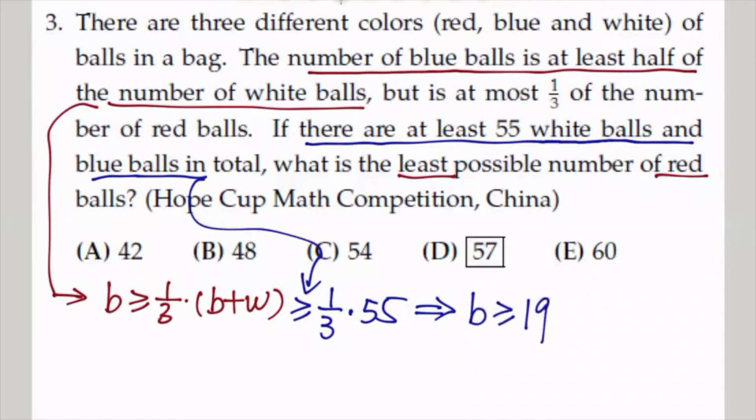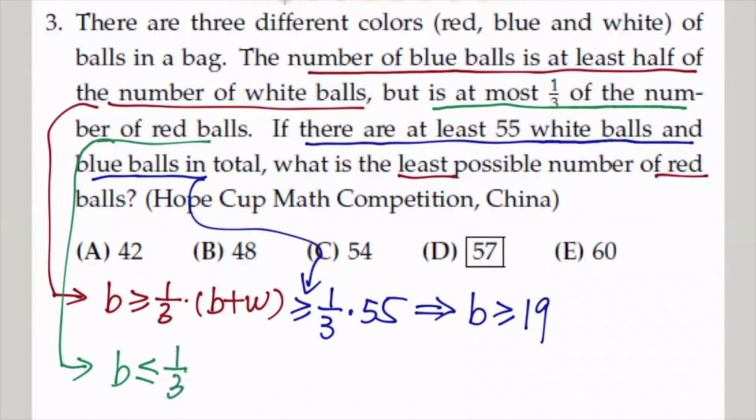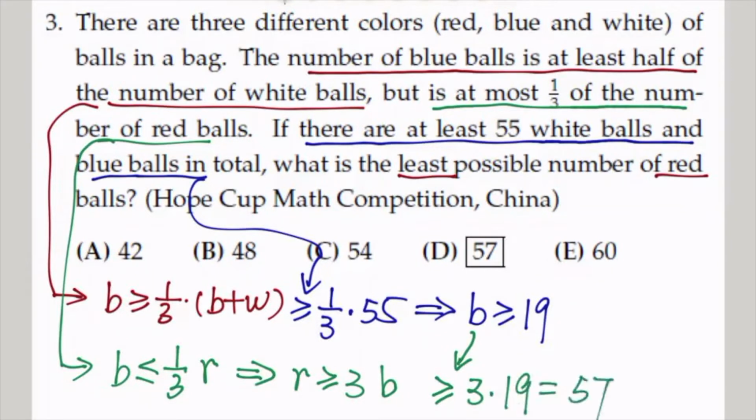And we also realize that the number of blue balls is at most 1/3 of the number of red balls. From that sentence, we have B is no more than 1/3 of R, which means that R is at least 3 times B. But from here, we already know that B is at least 19. So this implies that R is at least 57.